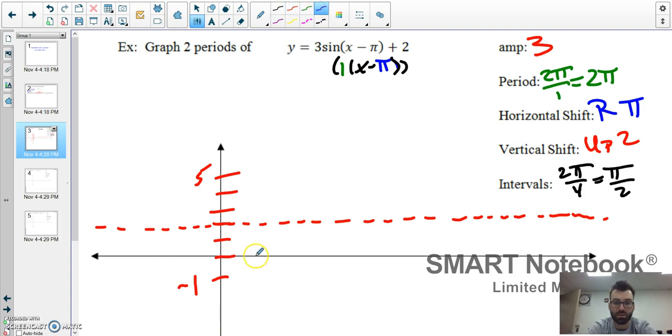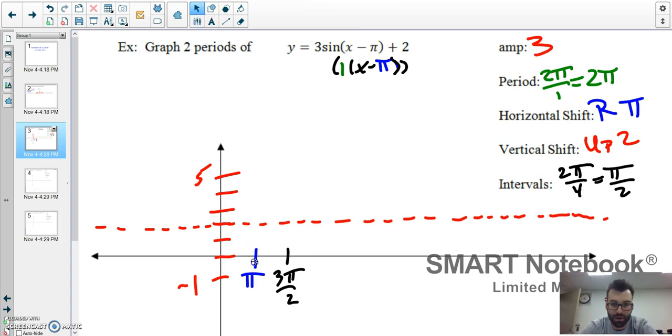Next thing I want to do is graph my horizontal shift. My horizontal shift was right pi. After that, luckily our intervals are at pi over 2, so that makes our life a lot easier. Don't you just love it when that happens? So this is 3 pi over 2. And you want to keep your units consistent. I'm trying to smush this in a little bit, so mine may be a little bit off, but we're just going to have to battle. We could just shift it over. Let's go with some marker magic.